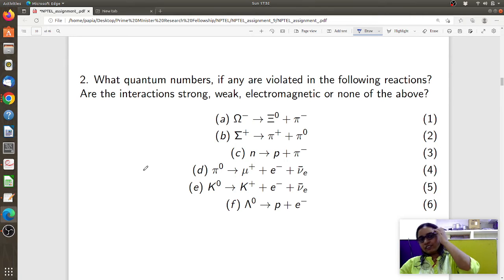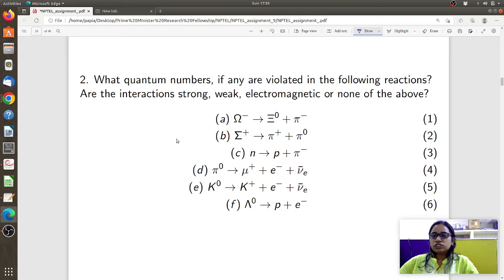So in that question, what was the question? What quantum numbers, if any, are violated in the following reactions, and are the interactions strong, weak, electromagnetic, or none of the above? So that means the question is basically we have to search whether each and every reaction is possible or not. First of all we have to search this, and second, if it is allowed, then what is the nature of that reaction.